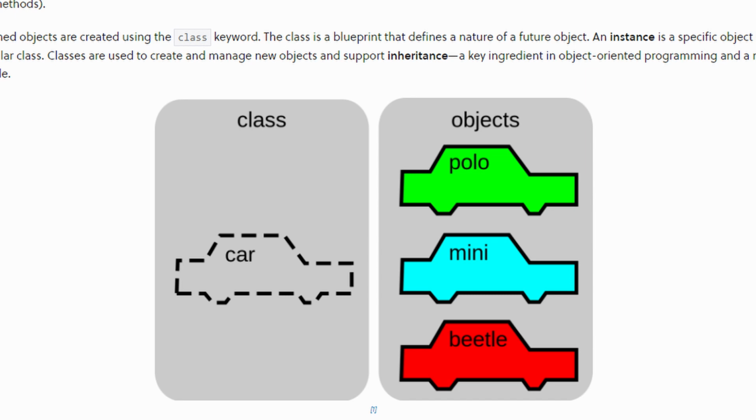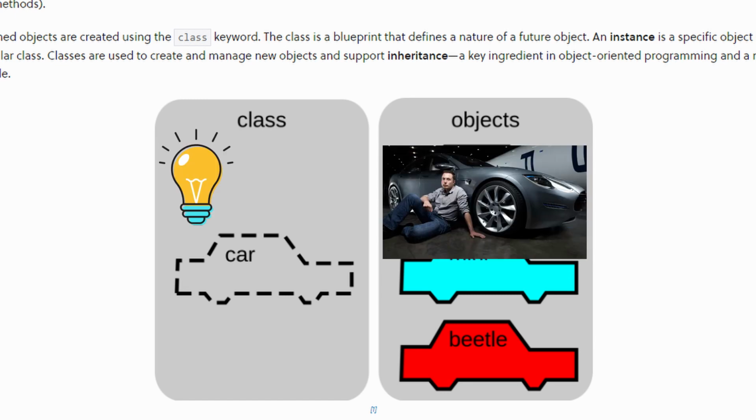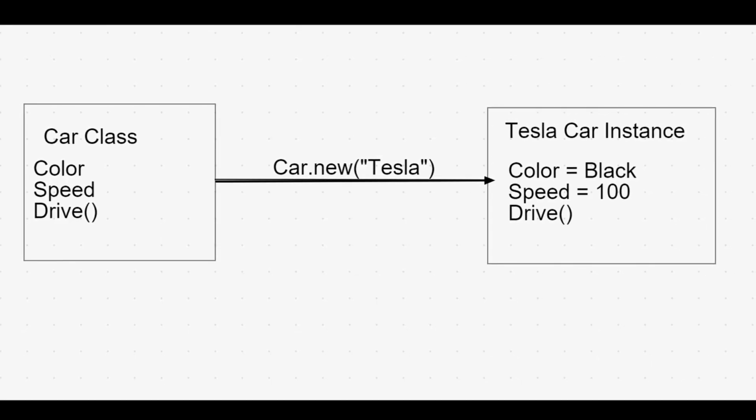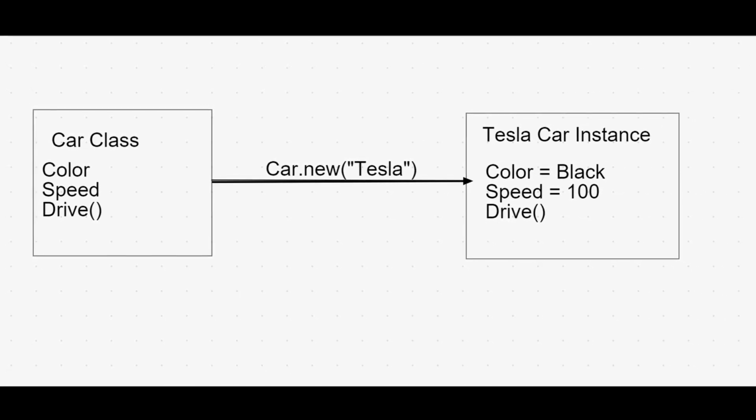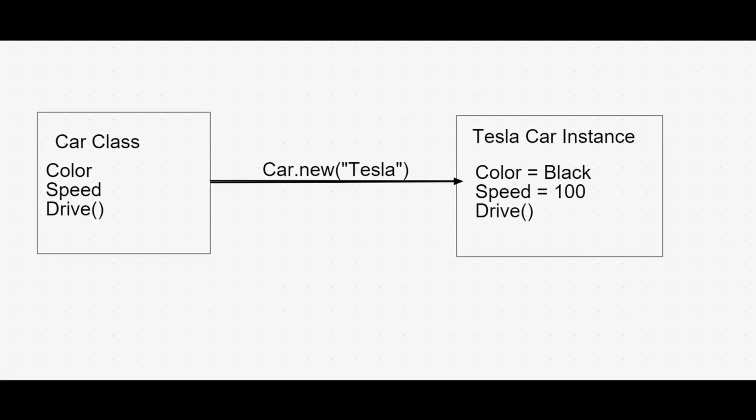So a class could be a blueprint for creating cars, but it isn't an actual car. The class is more of an idea or concept, while the instance or the object is the actual occurrence of the class. Using this blueprint to create an actual car is called instantiation. So once you instantiate the car class, that's when you have a car instance or object.